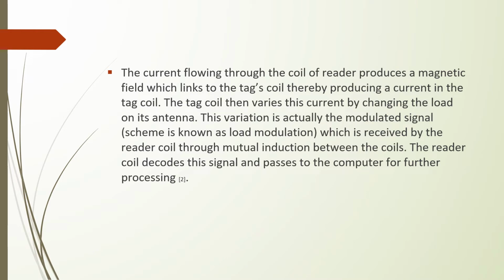A passive RFID tag transmits information to the reader when it comes in the vicinity of the electromagnetic field generated by the reader. The current flowing through the coil of the interrogator produces a magnetic field which links to the tag's coil, thereby producing a current in the tag coil. The tag coil then varies the current by changing the load on its antenna. The variation is actually the modulated signal. This scheme is known as load modulation, which is received by the reader coil through mutual induction between the coils. The reader coil decodes the signal and passes it to the computer for further processing.